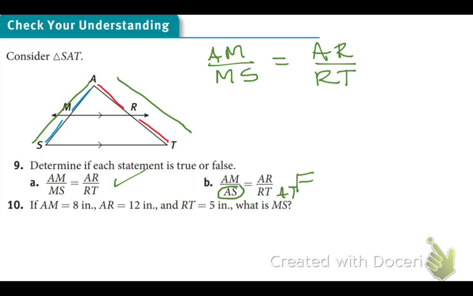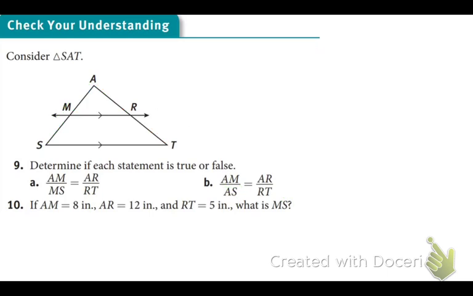So now I'm going to get rid of all those strokes, and let's try number 10. We're using the same diagram for number 10. So the measure of segment AM is 8, and the measure of segment AR is 12, and the measure of segment RT is 5, and we want to know how long is MS.